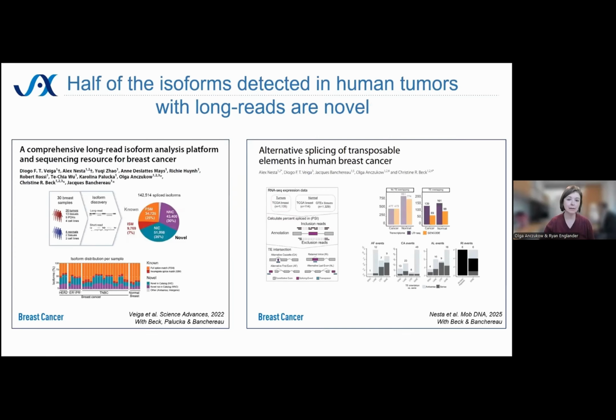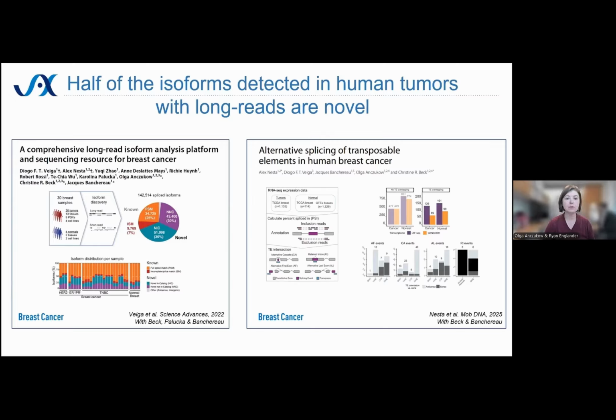We have first applied it, in collaboration with our colleagues here at JAX, the Beck, Paluca, and Bonshaw labs, to breast tumors. And by sequencing a large collection of primary breast tumor samples, we have identified thousands of novel isoforms that are not present in current reference transcriptomes. We show that half of those isoforms are really novel. A third of those are predicted to code for novel protein isoforms. And a subset of these isoforms are detected across other breast cancer cohorts, including the Cancer Genome Atlas, and correlate with patient outcomes. We also show that a subset of those impact transposable elements.